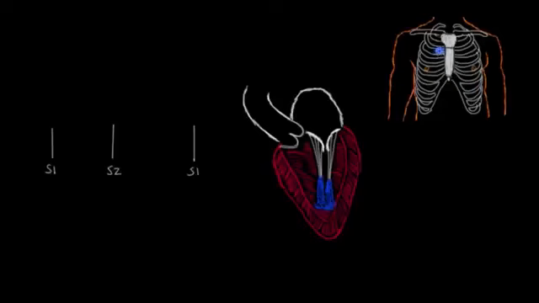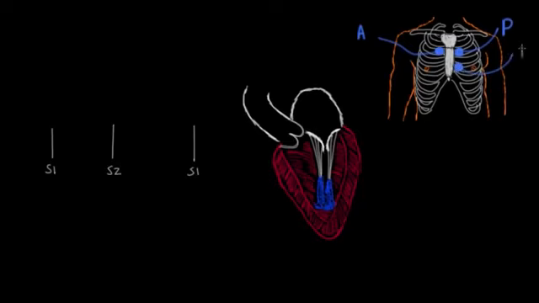You'll see I'm coloring this in. This is in the second space in between ribs, also known as the second intercostal space, and this is the aortic area. This is also called the right upper sternal border. On the other side, in the same intercostal space, we have the pulmonic area, also called the left upper sternal border. Then in the 4th intercostal space, we have the tricuspid area.